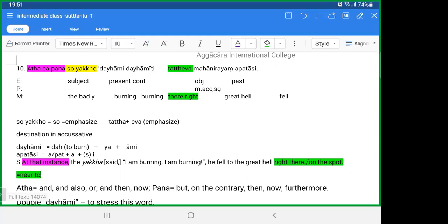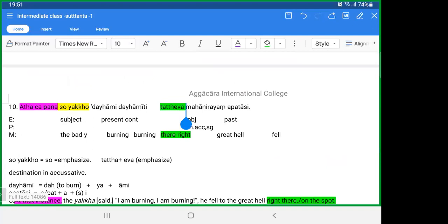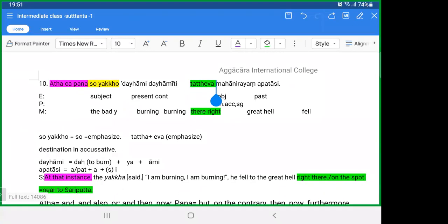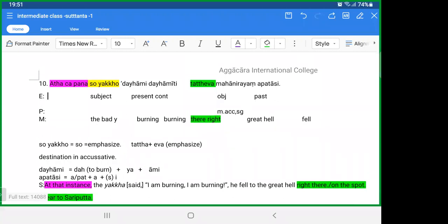So he is very near to Sariputra, right? This means that, according to the commentary, the hell opened up, the earth opened up a big hole and he fell into hell. So that's the meaning of tata eva. It's talking about time, at that instant. In English, this is called an adverb of time. And then this is an adverb of place, right? So now you have the adverbs.